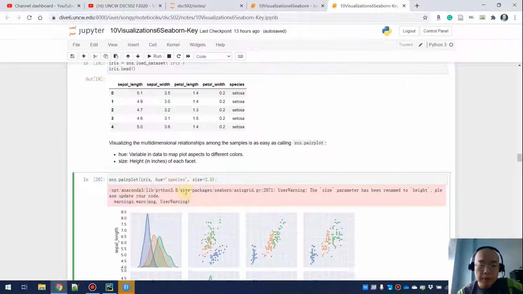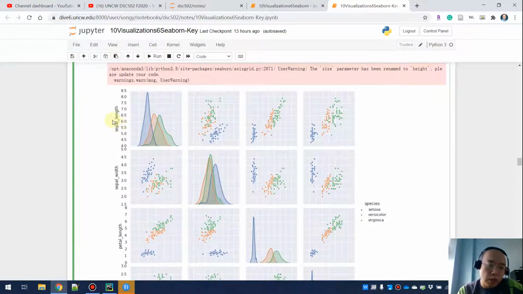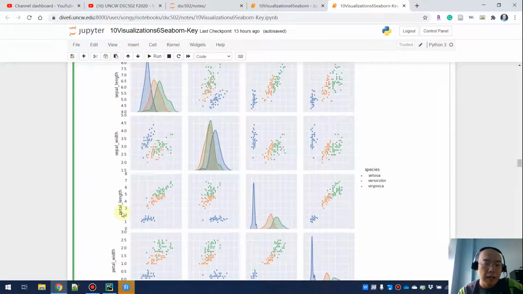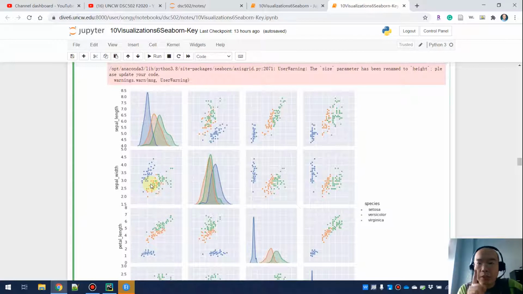So this visualization is able to show the distributions of all the possible pairs of the features in this dataset. And you can see there are 4 columns and 4 rows. For each column: sepal length, sepal width, petal length, and petal width. And then for each row, again, sepal length, sepal width, petal length, and petal width. So for this one, this will be a joint distribution of the sepal length against sepal length. So we are only showing the distribution of one feature.